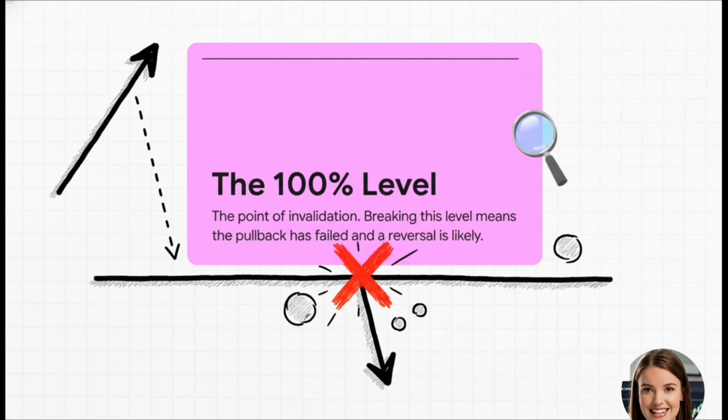And then there's the 100% level. Think of this as your line in the sand. This is your point of invalidation. If price breaks past this level, your whole idea of a simple pullback is off the table. It's not a pullback anymore. It could be a full-blown trend reversal.